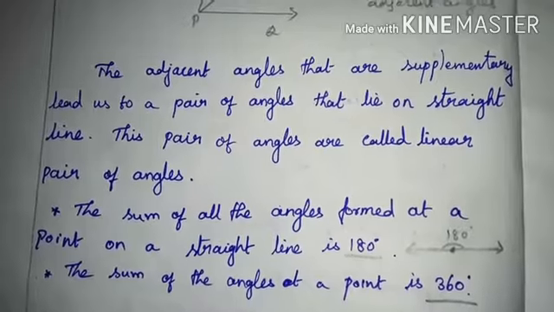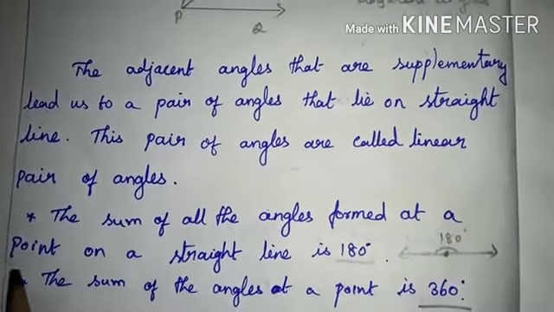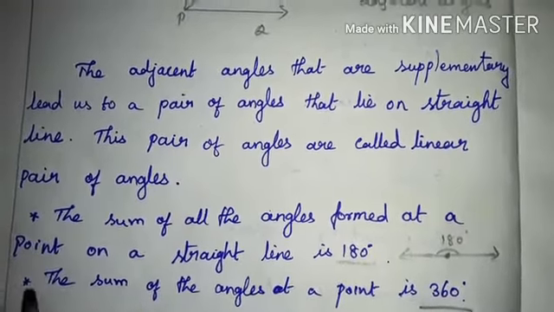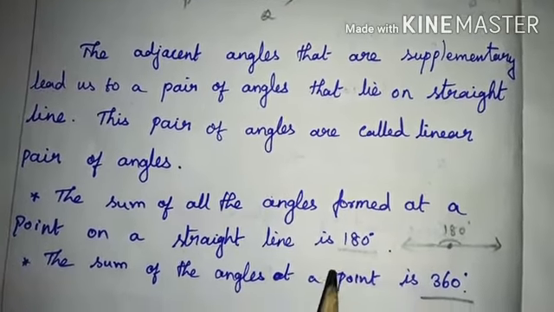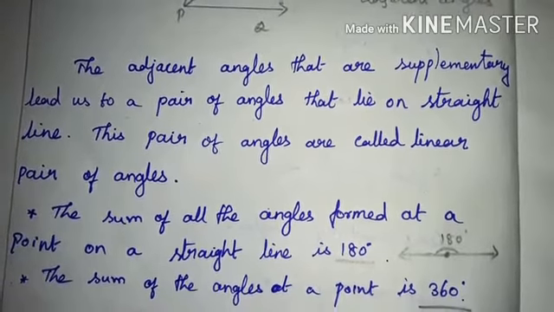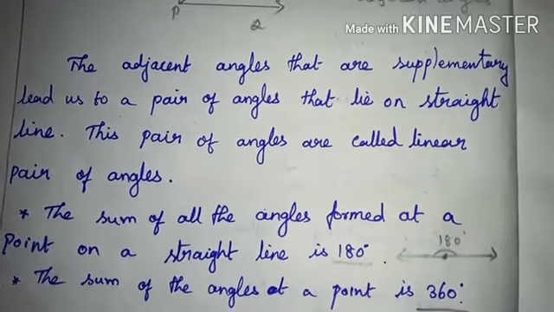The next thing we learned in the previous class is that the sum of all angles formed at a point on a straight line is 180 degrees, and the next one is that the sum of all angles at a point is 360 degrees.